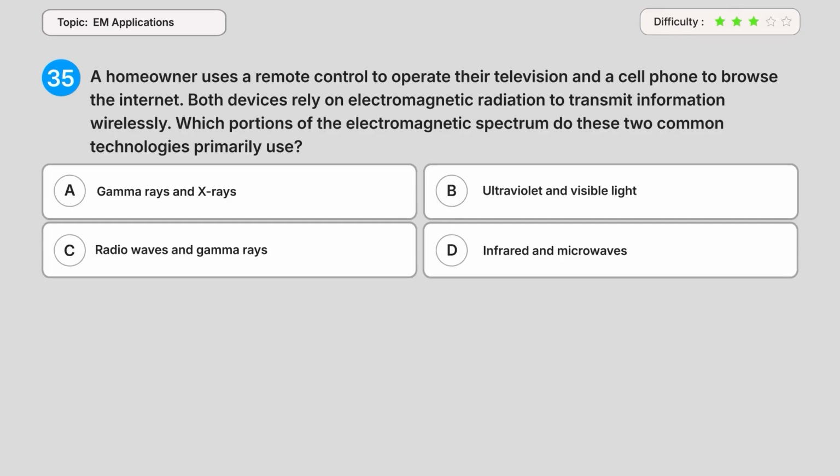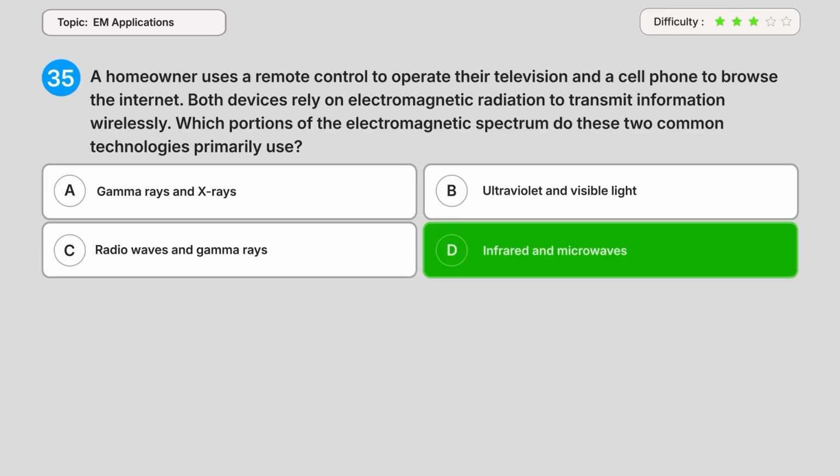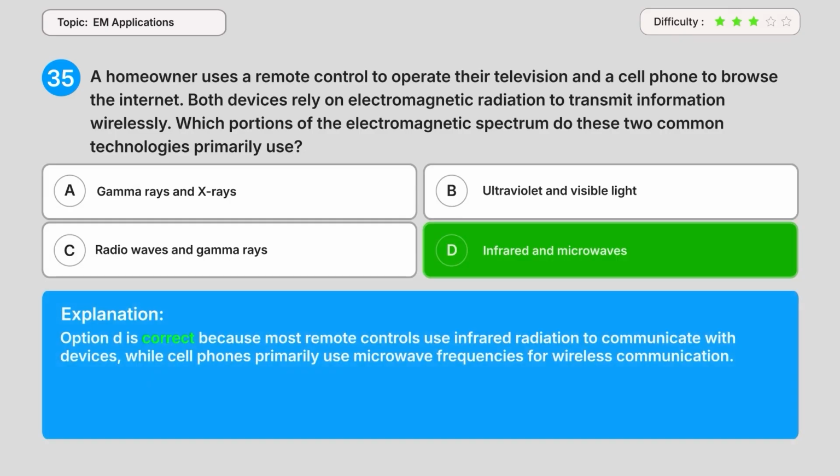Correct answer. D. Infrared and microwaves. Explanation. Option D is correct because most remote controls use infrared radiation to communicate with devices, while cell phones primarily use microwave frequencies for wireless communication.